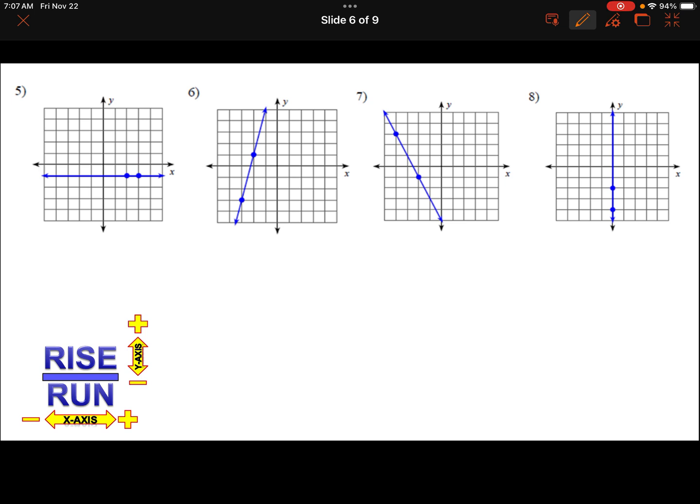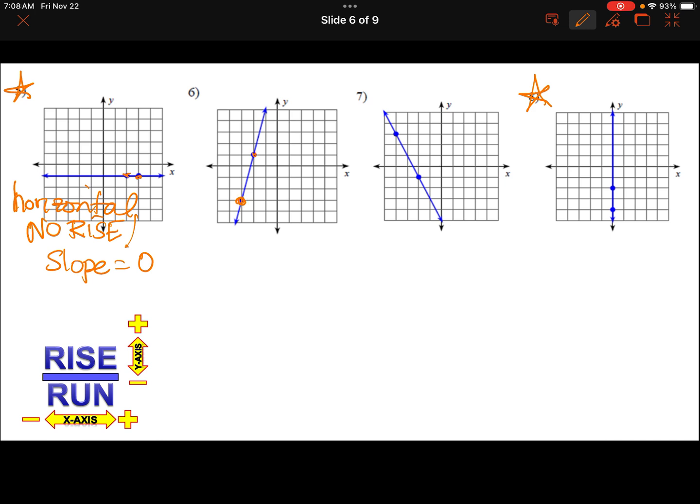Let's go to number 5. Now, if you look at the front page of these notes, or back on page 11, you should know what the slope is of this one automatically, because this is a special one. Number 5 is a special one. Number 8 is a special one. Anytime you have a flat line or a horizontal line, and I try to do rise, there is no rise. It stays the same. That means my slope is 0. Slope is 0.